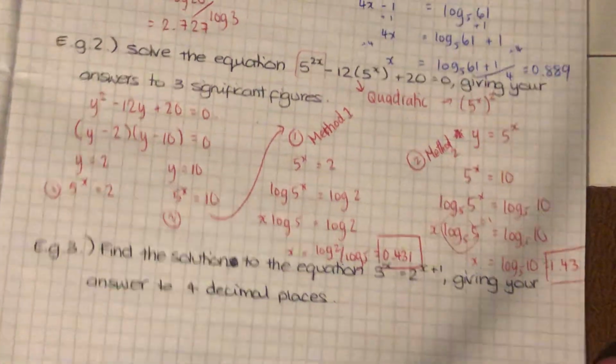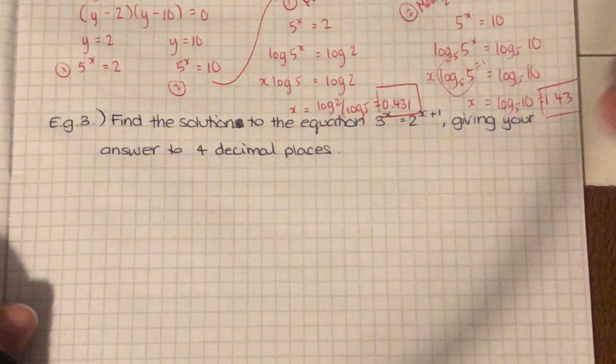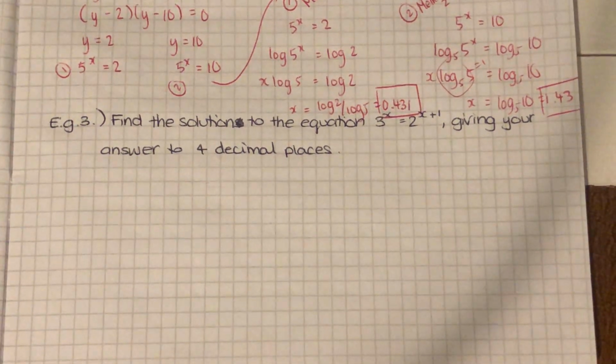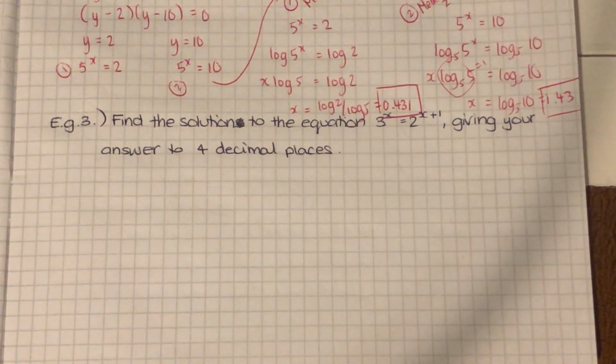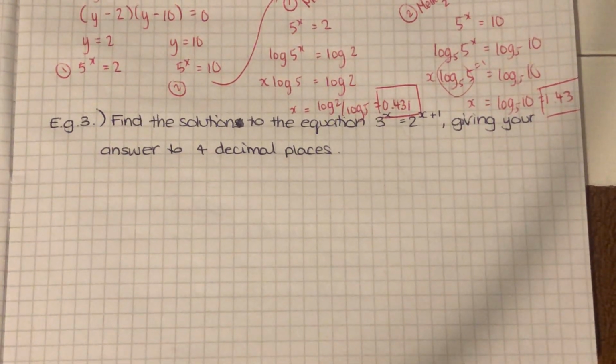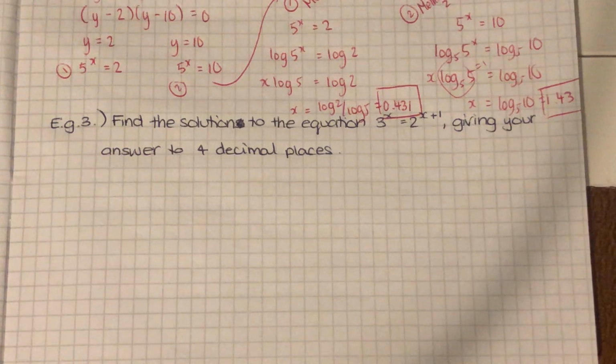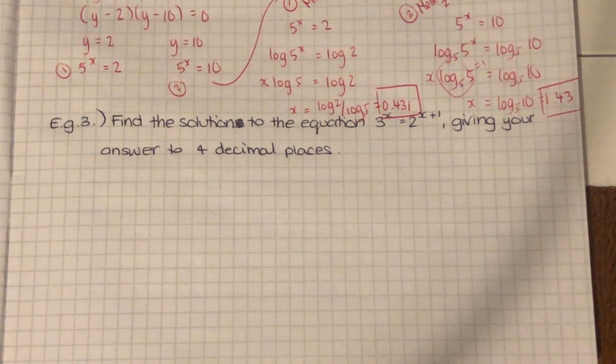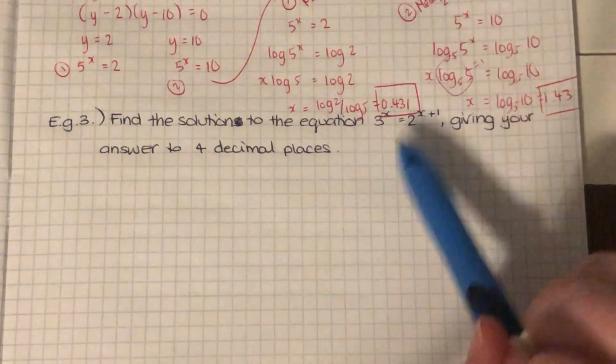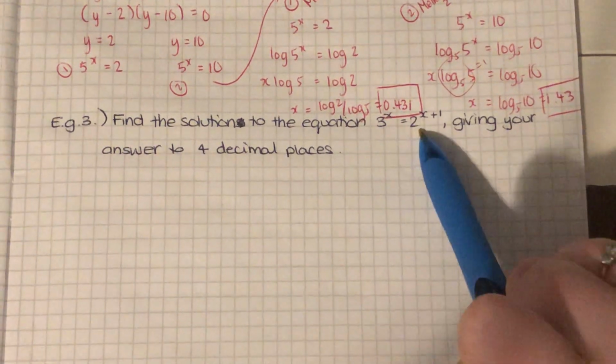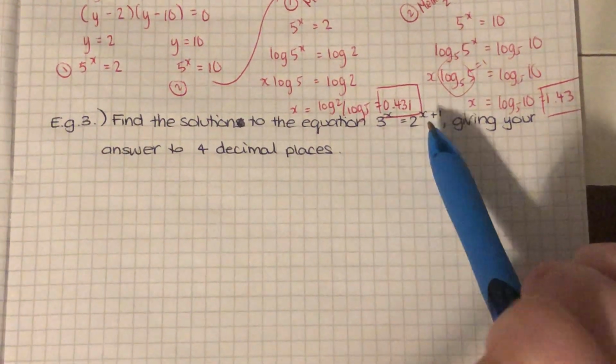Okay, so for the last one. Find the solution to the equation 3 to the x equals 2 to the x plus 1, giving your answer to 4 decimal places. Now the reason why you've got to use method 1 for this question is because you've got 2 things that have powers and they are not the same number.